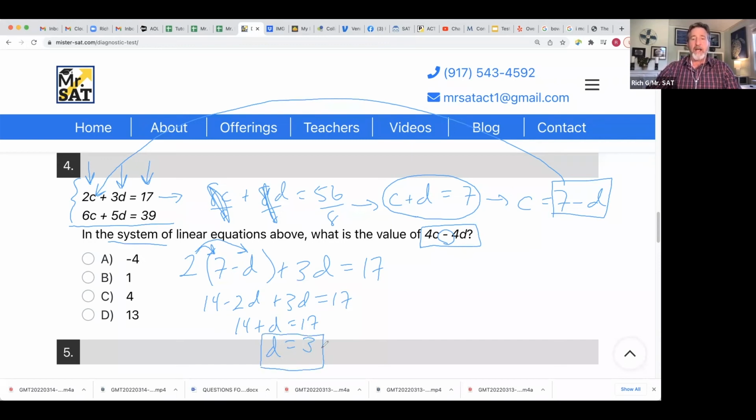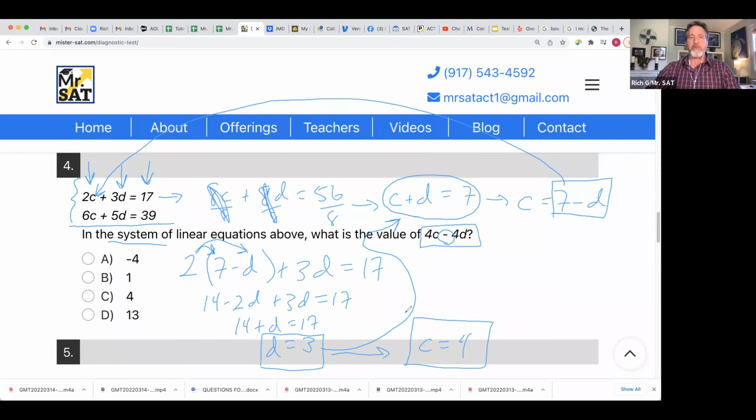Now I can just go back up into this one right here. Well, it says c plus d is 7. If d is 3, what is c? Come on, everybody, shout it out. c is 4. c is 4. Now I've got my 2 letters.